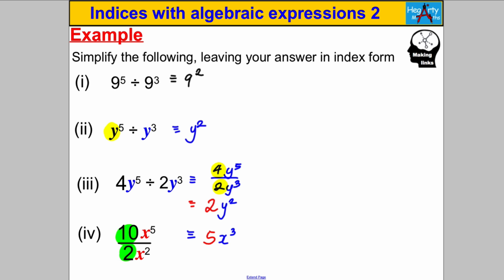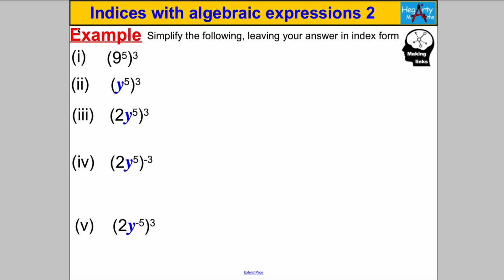And we're done. Now, next one, I'd like you to just pause the video and definitely try this one, the power of the power rule. Well, hopefully you realize that this would be simplified in index form as 9 to the power of 5 multiplied by 3, which is 15. So we knew that from our number work. Now, I'm going to introduce algebra. I'm just swapping 9 with y. So the answer to this one is clearly going to be y to the power of 15. Y to the 5 multiplied by 3.